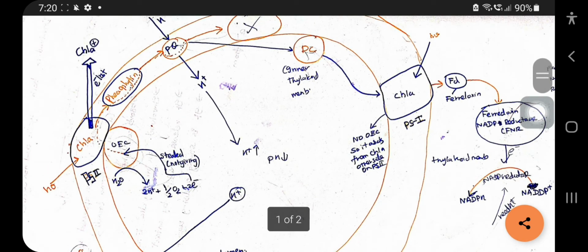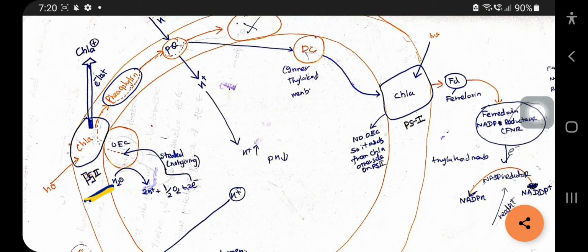First, what is happening? This is PS2. PS2 means P680, that is chlorophyll A containing P680. The speciality about the P680 is that it has the oxygen evolving complex, which can change a molecule of H2O into 2 hydrogen ions, oxygen and 2 electrons.